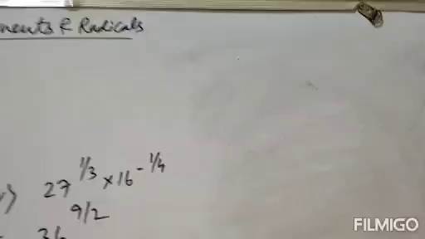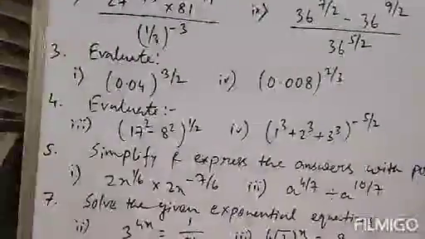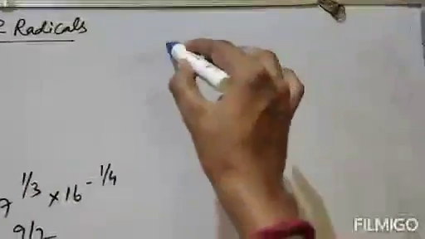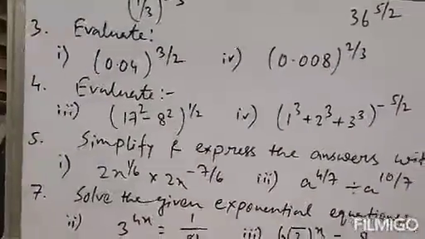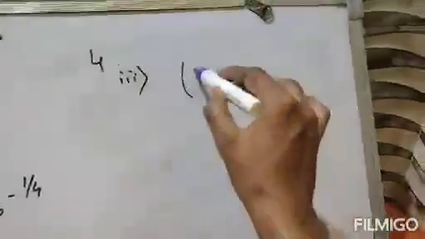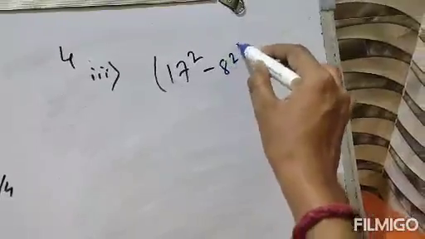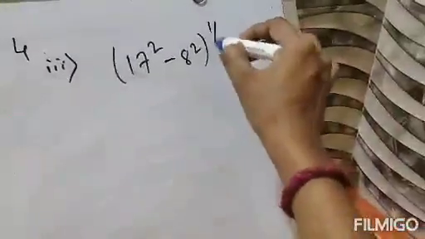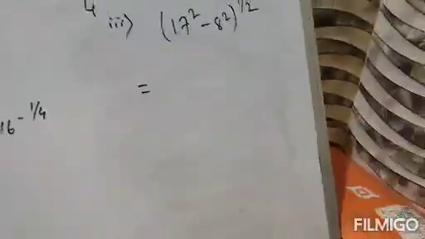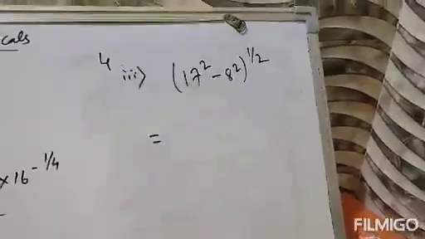Clear? Next question. Next question number 4. Third question. This is evaluate 17 square minus 8 square, whole to the power 1 by 2. See, 17 square minus 8 square to the power 1 by 2.